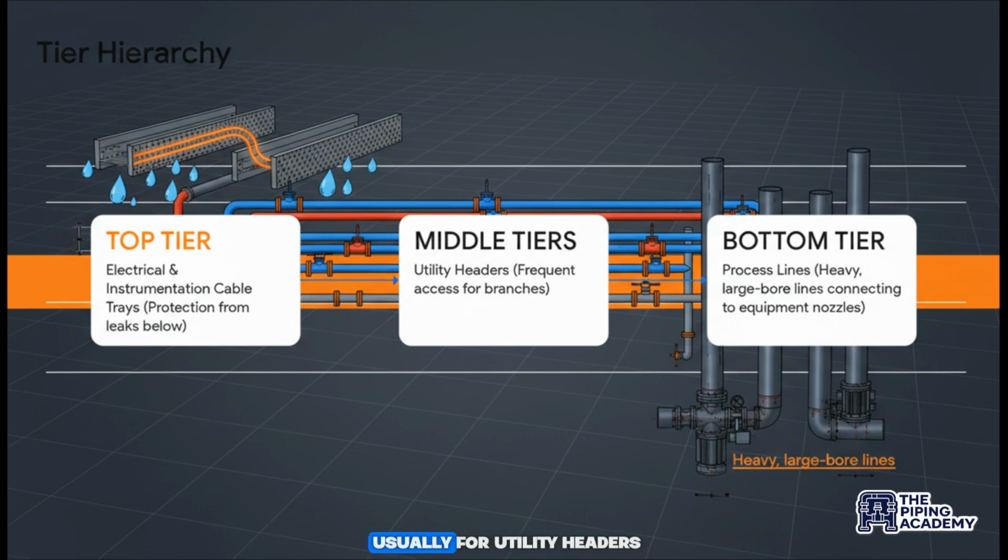The middle tiers are usually for utility headers, things like steam, air, and water. These lines run the full length of the rack, and you need frequent access to them for branch connections. And then the bottom tier is typically for the process lines. We keep them low because they're often heavy, they're large bore, and they need to drop out frequently to connect to equipment nozzles, which are also down low.